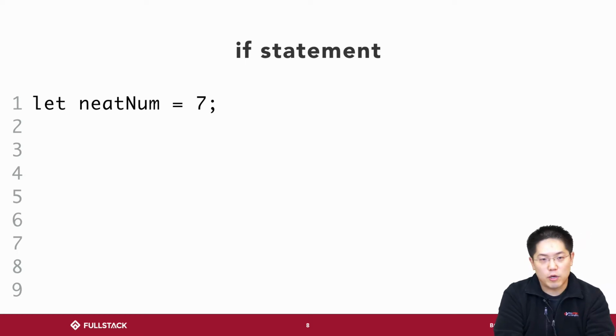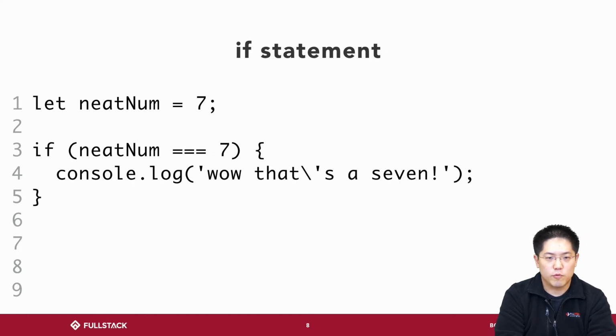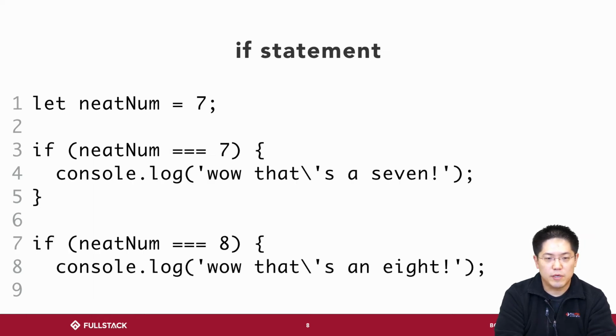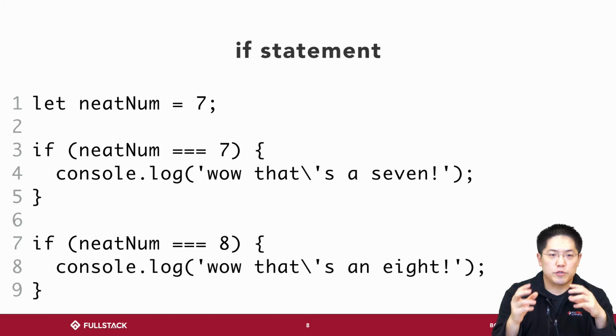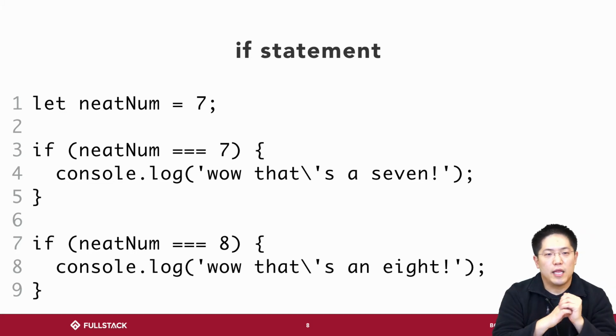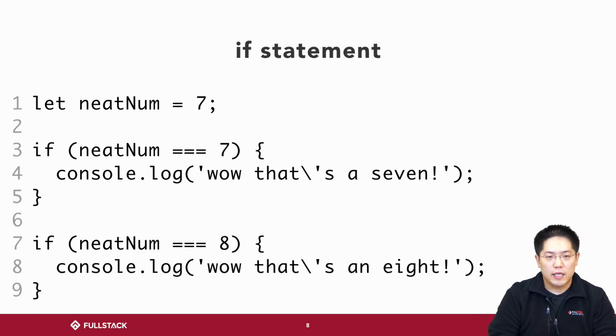Now let's do another more complicated example. Let's say we have neatNum equals 7. Now if neatNum equals 7, console log, well, that's 7. Now if neatNum equals 8, console log, well, that's an 8. Well, here what we should expect is that on line 1, we assign the value 7 to neatNum, right? And then on line 3, the if statement is going to say, hey, let me look at this expression. Does neatNum equal 7, right? And here, this expression should evaluate to the Boolean value of true, right? And so we should see the console log on line 4.